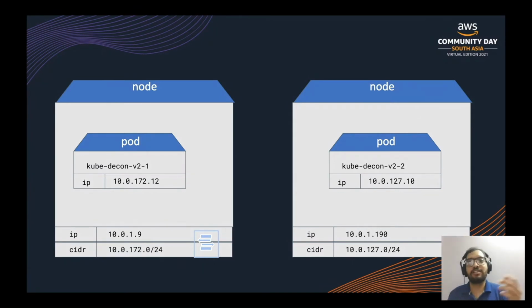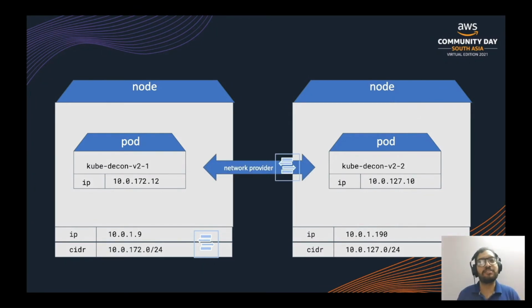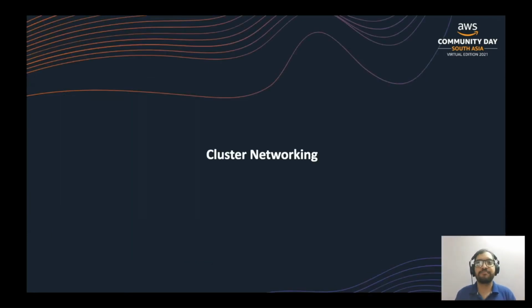The first rule that we need to think about is all containers can communicate with all other containers without NAT, without network address translation. Similarly, all of the nodes can connect to all of the containers and vice versa without NAT. And lastly, the IP address that a container sees itself as should be the same IP address that everyone else in the world sees it at.